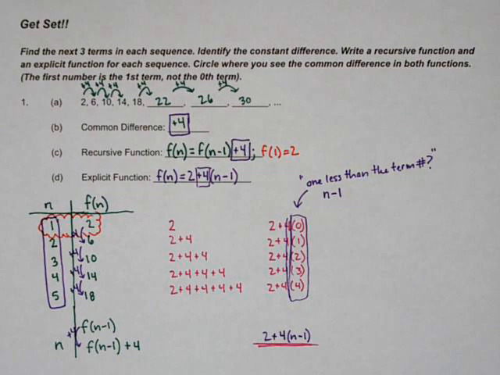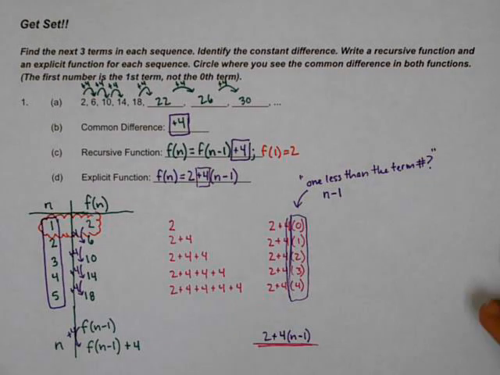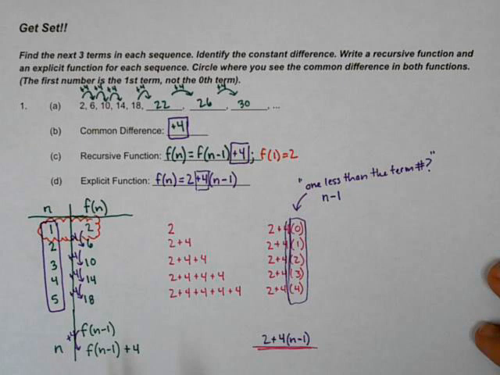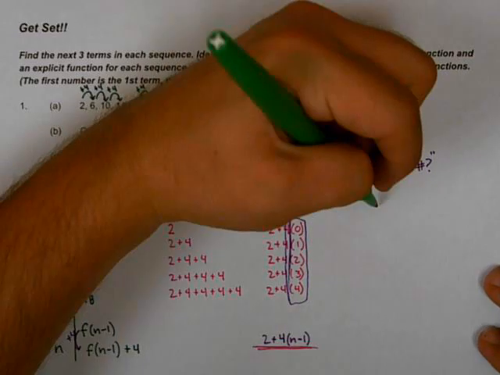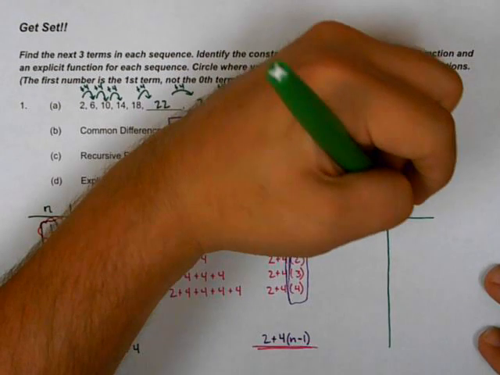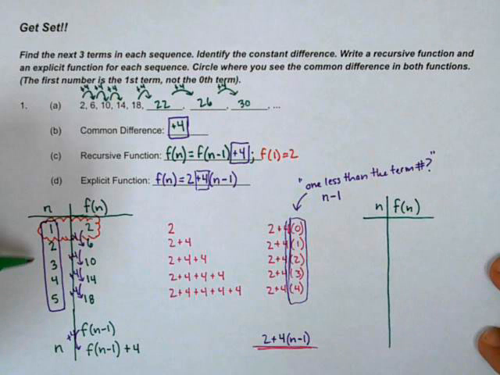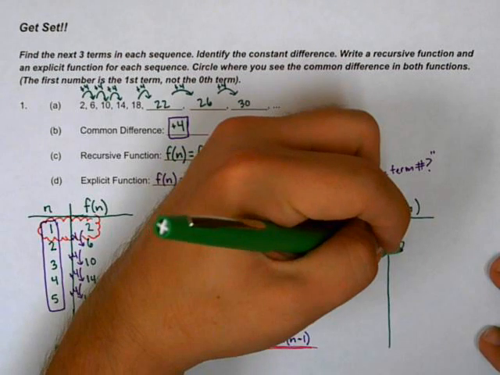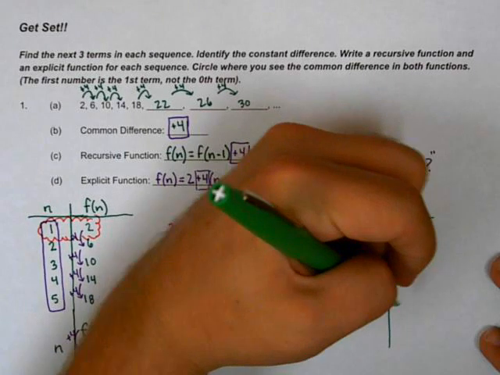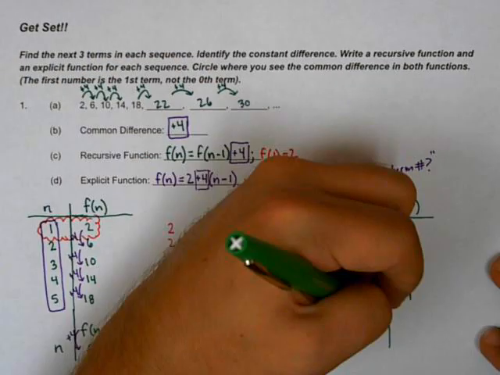Alright, let's do one final thing. I know this video is getting a little long, shoot. I do want to show you one other thing that can help you get to the explicit function a little quicker. Alright, so what I'm going to do is recreate this table. I'm still going to go n and f of n, and I'm still going to put what I got. I got 1, 2, 2, 6, 3, 10, 4, 14, 5, 18.